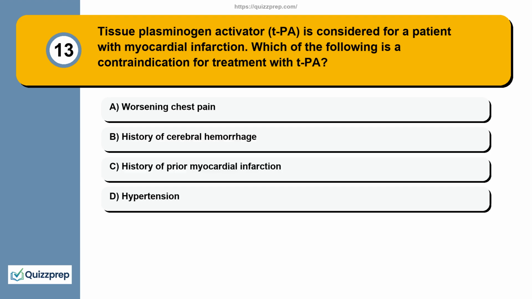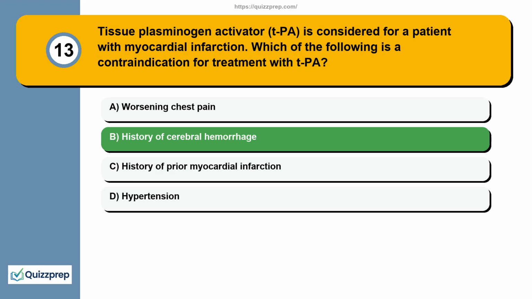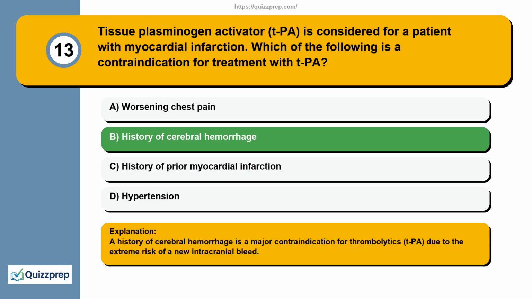Question 13. Tissue plasminogen activator, TPA, is considered for a patient with myocardial infarction. Which of the following is a contraindication for treatment with TPA? Worsening chest pain, history of cerebral hemorrhage, history of prior myocardial infarction, hypertension. A history of cerebral hemorrhage is a major contraindication for thrombolytics, TPA, due to the extreme risk of a new intracranial bleed.